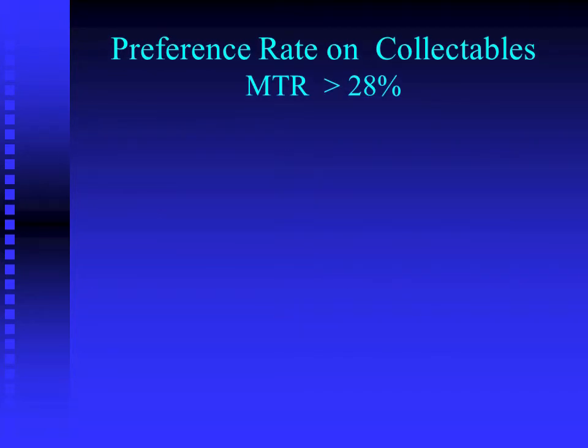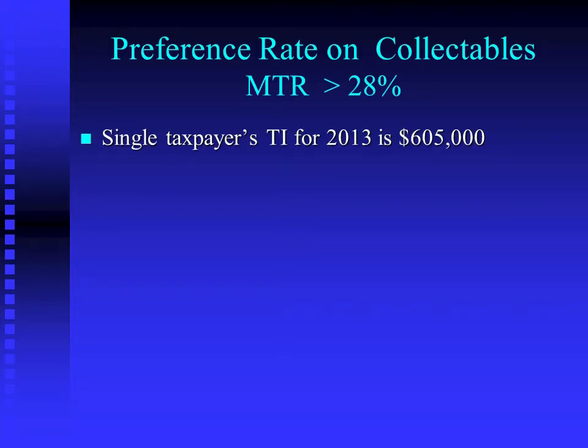Different story for people at the top. If you are in the 35 or 39.6% tax brackets, you will get a preference for your collectibles. Not as great as your stock, but still it's better than nothing.